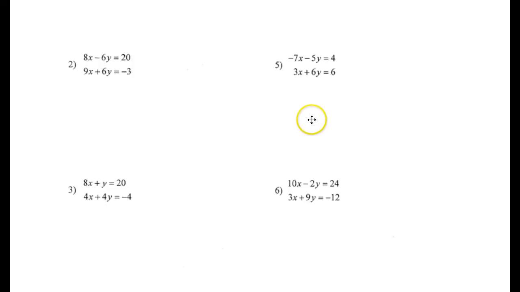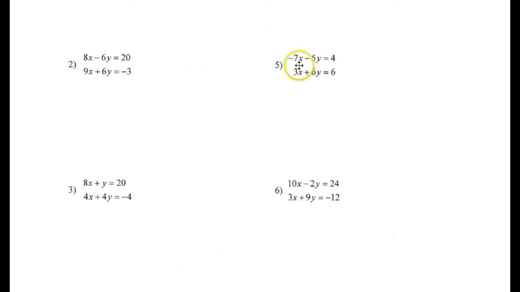Alright, so for the second part of the video, we're going to get to these equations where we have to change both equations in order to eliminate first, right? The first ones we did were ready to eliminate. Then we did two where we had to change one equation. Now we've got to change both, okay? But here's a little trick to make it easier. It's not as bad as it sounds, okay?